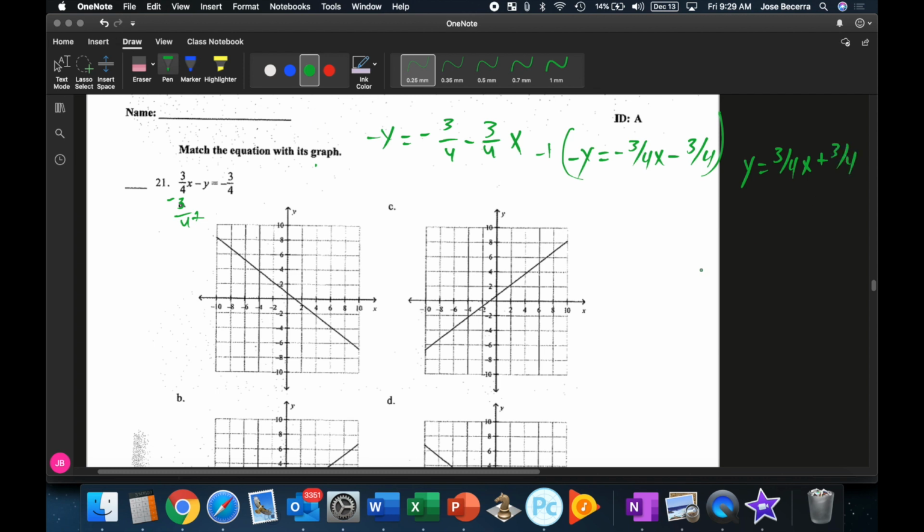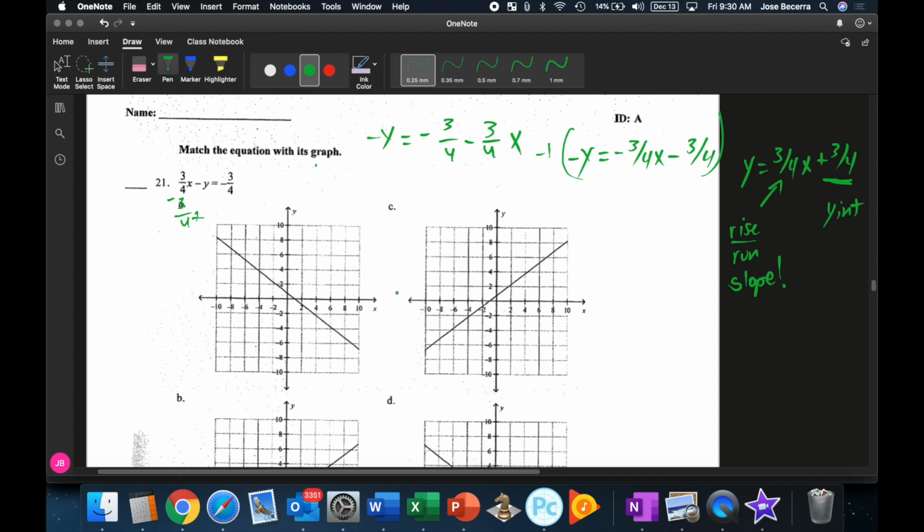Sound good? So, what is this 3 over 4? It's the b, which is my y-intercept. What is this 3 over 4? That's the rise over run, which is my slope. Good job.